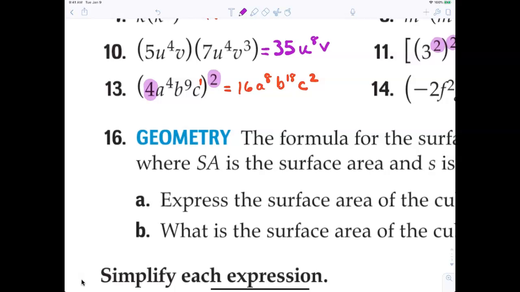V to the what? Well, what's this number right here? And what's this number right here? Yep, 4. Yes, v to the 4th. Remember, the 1 is not there. So sometimes it's easier to just go ahead and put the 1 there. Does everybody see what I'm saying?